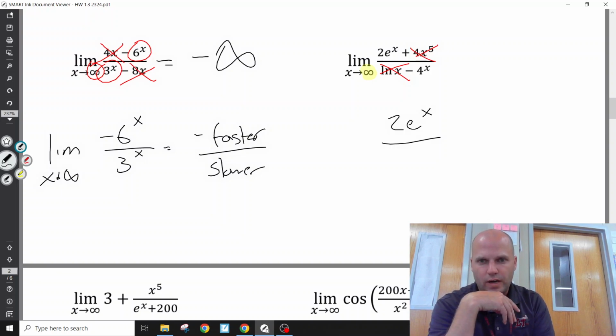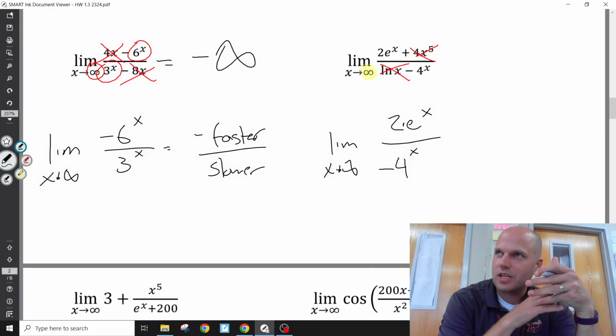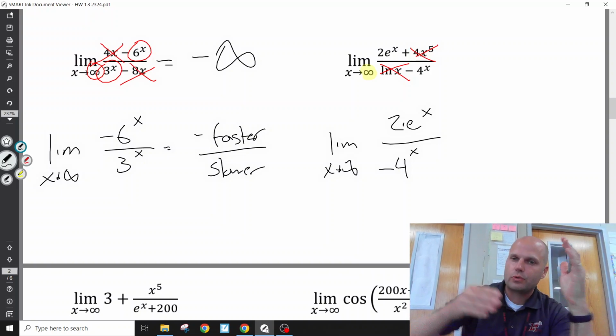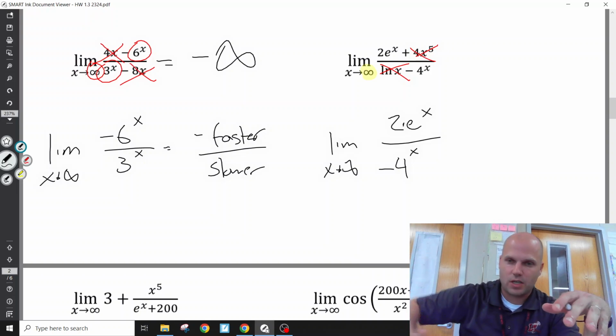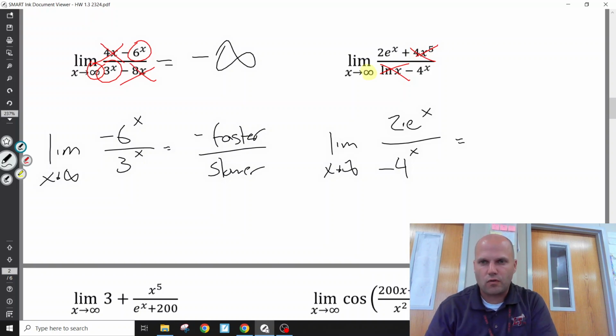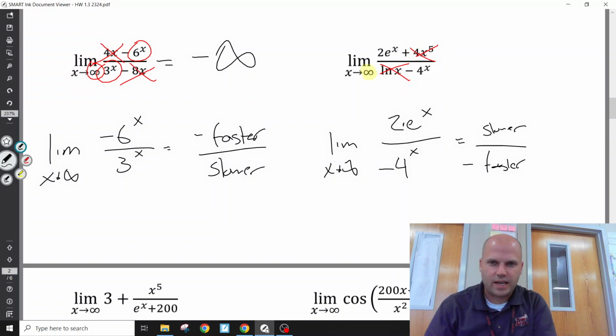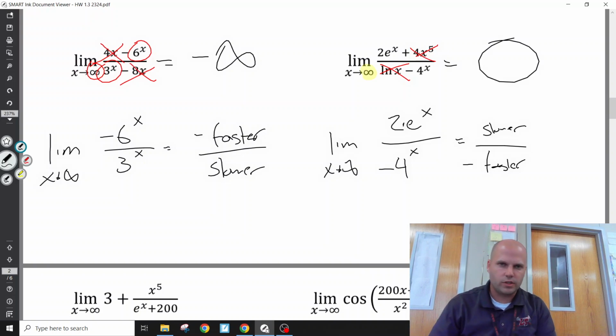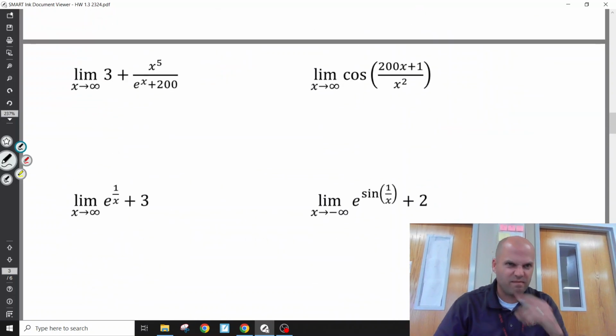2e to the x over negative 4 to the x. Again, it's not 2 times e. You can't multiply those numbers together. It's 2 times e times e times e times e times e, compared to 4 times 4 times 4 times 4 times 4. 4s multiplied by each other, quadrupling our values over and over again would be faster. So we are faster in the denominator. We are slower in the numerator. If that's a negative, it doesn't matter. Slower over faster, we are going to 0. Okay.